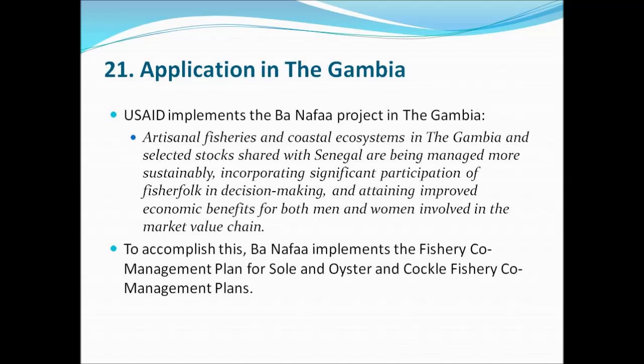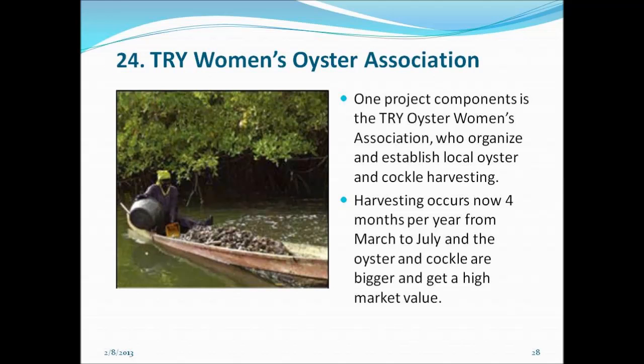We went up and down the coast to observe and meet with stakeholders to find out what they were actually doing to implement this project. And it was very interesting. So one project component was the Tri-Oyster Women's Association. They organized and established local oyster and cockle harvesting. While this is not black tiger shrimp, their management practices are something that we can really think about here.